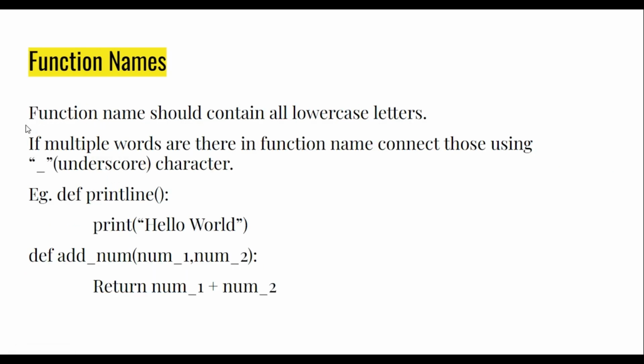Then function names. Whatever conventions are there for variable names, the same conventions are there for function names also. A function name should contain all lowercase letters. If multiple words are there in a function name, connect those using underscore. For example, I have defined one function with the def keyword, print_line, and in this function I am printing hello world. The name of this function is print_line, containing all lowercase letters. Then here add_num is there. This function name contains multiple words, so I have connected them using underscore. In this way, when you are giving a function name, you have to follow the same conventions as variable names.